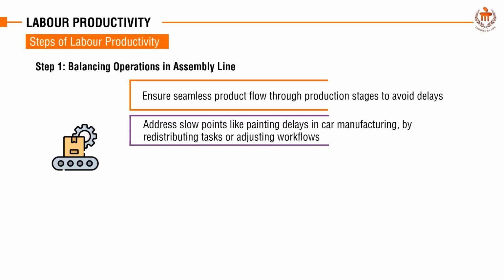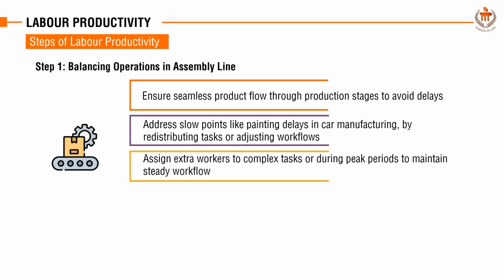Addressing the variability in the speed and efficiency of the different tasks is a major concern in this balancing act to keep the overall workflow steady. Additionally, workers may need to be assigned to specific tasks that require more time due to their complexity. For instance, if a bottleneck is anticipated during peak production periods, managers might hire temporary workers or adjust schedules to ensure that every stage of the assembly line operates efficiently.